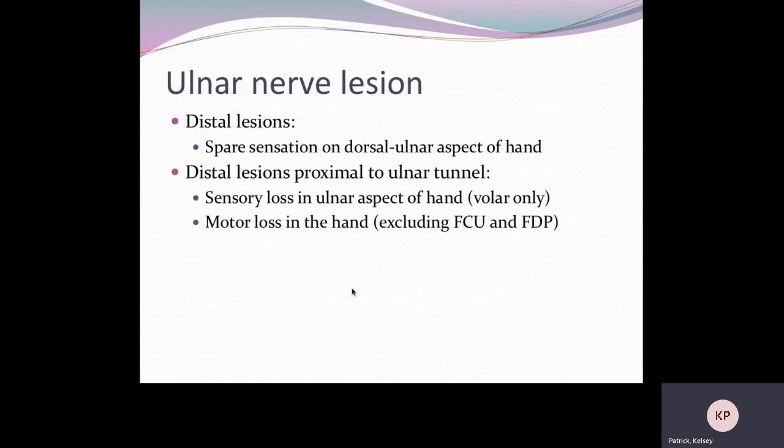A distal ulnar nerve lesion will typically spare sensation on the dorsal ulnar aspect of the hand due to branching of the dorsal branch of the ulnar nerve in the forearm. If the lesion is proximal to the ulnar tunnel, they will lose sensation in the volar ulnar aspect of the hand and have weakness in the hand, excluding wrist flexion, ulnar deviation, and fourth and fifth digit flexion due to sparing of the FCU and FDP to those digits.